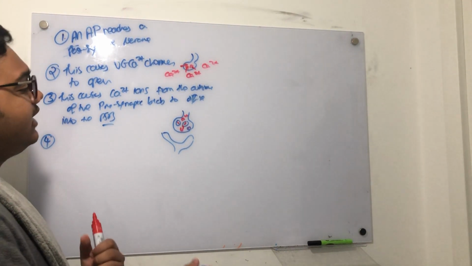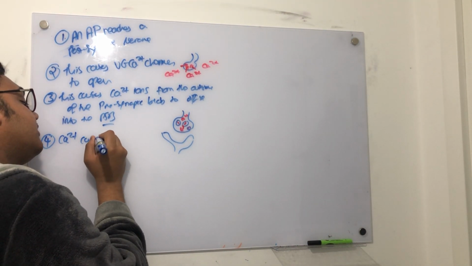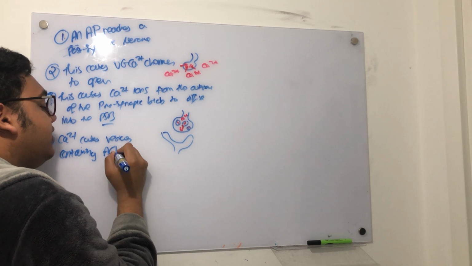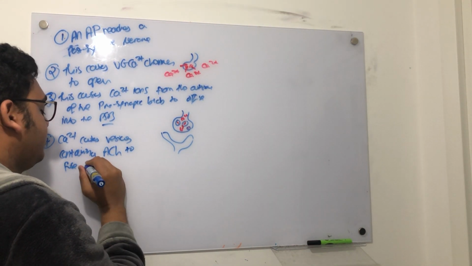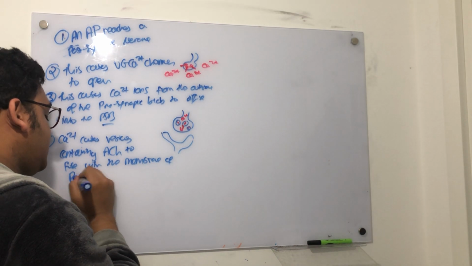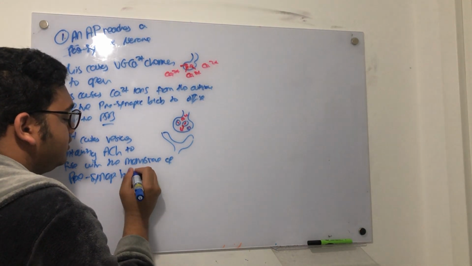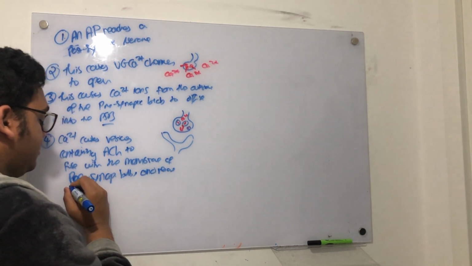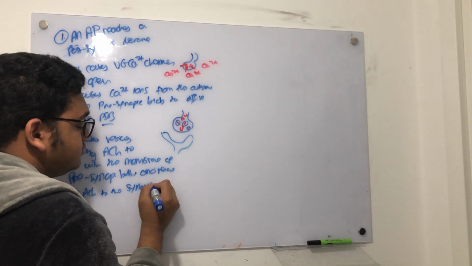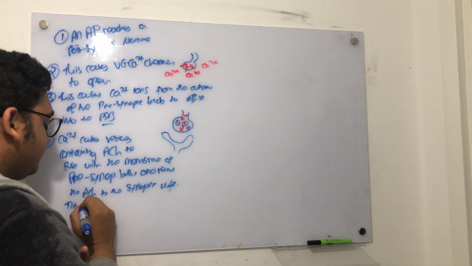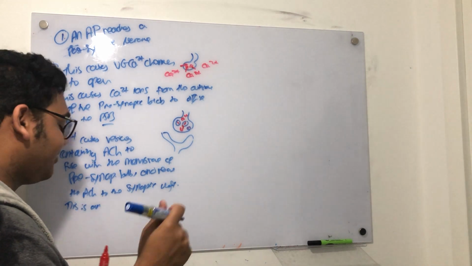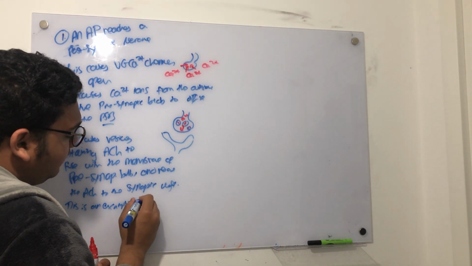So let's say calcium causes vesicles containing acetylcholine, I'm going to put ACh, to fuse with the membrane of the presynaptic bulb and release the acetylcholine to the synaptic cleft. This is an example of exocytosis. A bit of extra information doesn't harm. There we go.